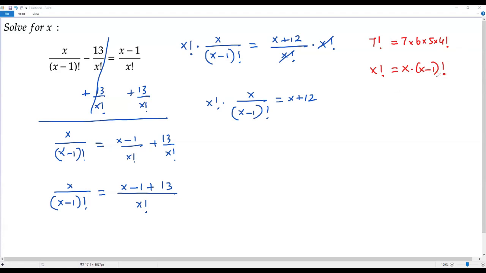Okay, there is a reason why I stop particularly at (x negative 1) factorial, because there is (x negative 1) factorial in the denominator over here. Okay, now let me continue over here. Now I got the expansion of this x factorial as x times (x negative 1) factorial.